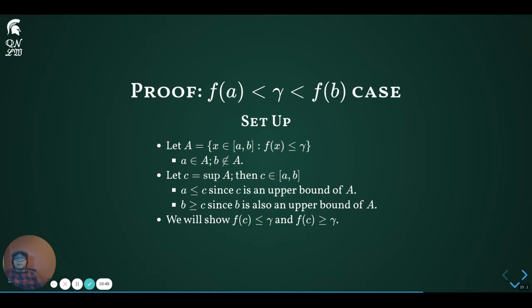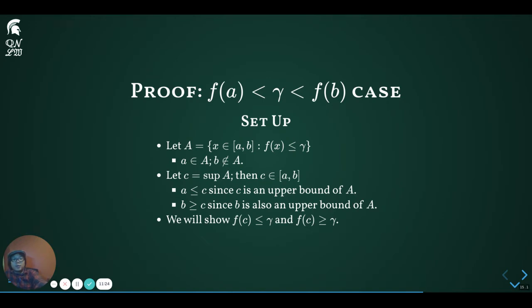We let A be the set of all x values such that f of x is less than or equal to gamma. As we noted earlier, a is an element, b is not. We take C to be the sup of A. This C is definitely an element of the interval [a, b]. This is because a is an element of A and C is larger than a, being an upper bound. And since the set A is a subset of the interval [a, b], we know that b is an upper bound of the set, and hence is greater than the least upper bound C.